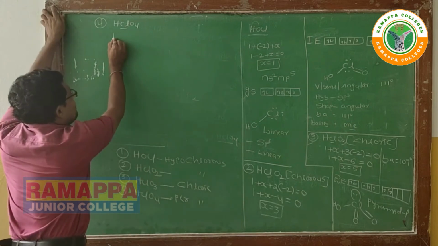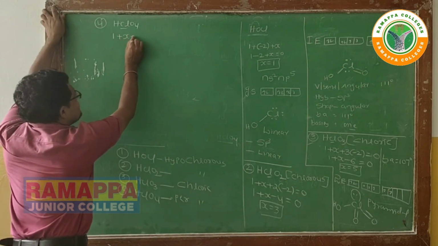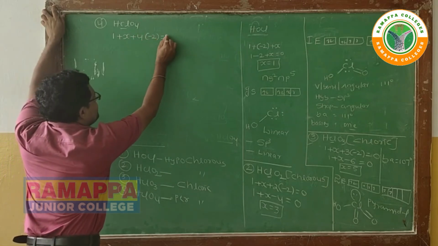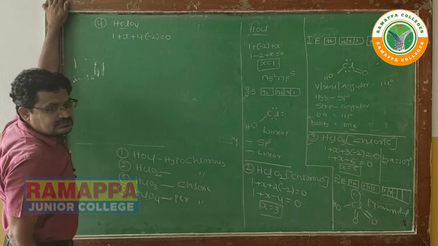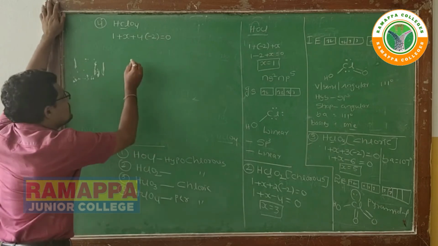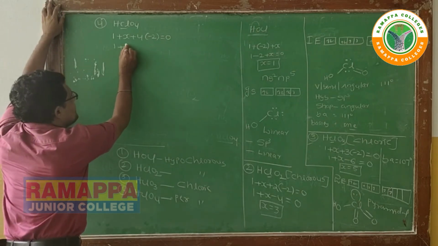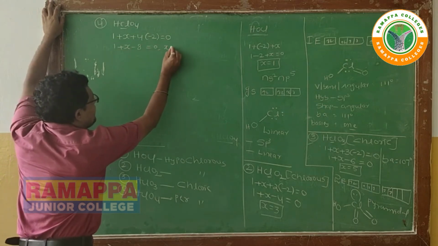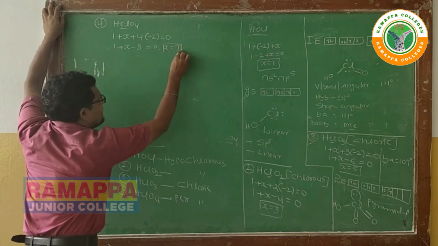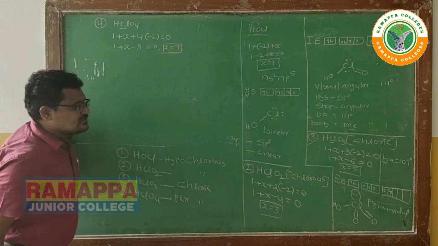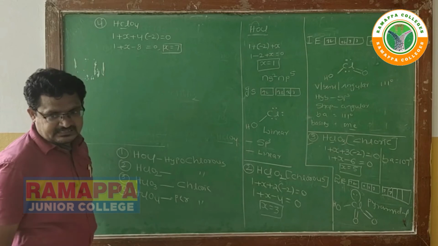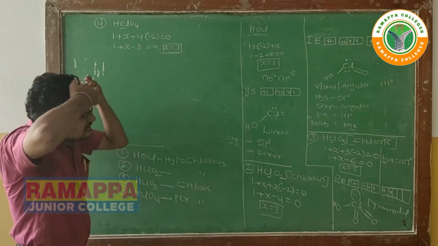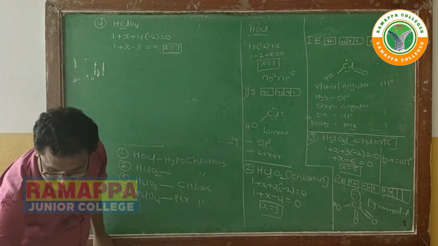Now here, 1 plus X plus 4 into -2 equals 0. Simply, 1 plus X minus 8 equals 0, then X equals 7. Now, 7 unpaired electrons are in which excitation state? 7 unpaired electrons are in the third excitation state.